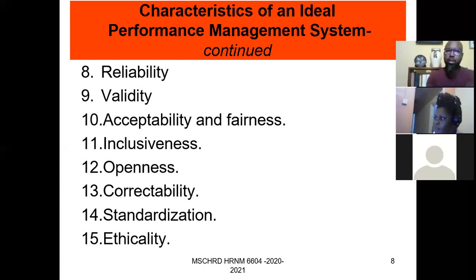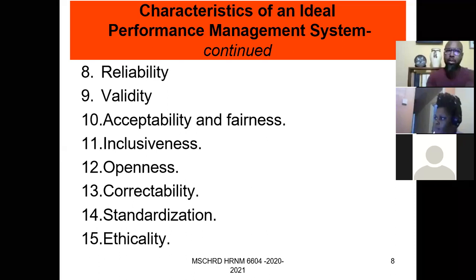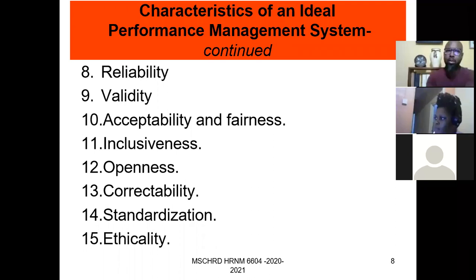If you have a system that nobody wants to use, you will have wasted the organization's money. When we design or redesign a system, it's good to do a pilot to ensure that everybody understands it, that it has reliability and validity, and we go back to the first seven items: it's measuring what it has to measure, it's specific. So communication is very, very important.